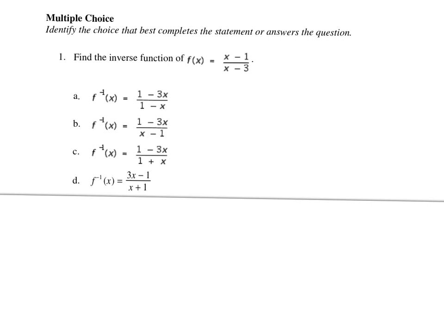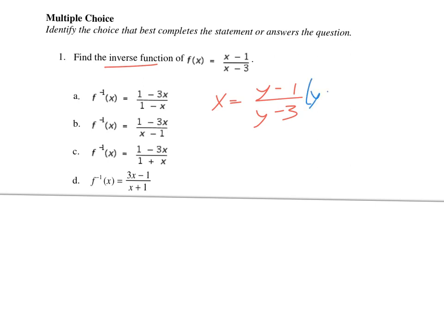All right, let's start off on number 1 here. We want to find the inverse function. So anytime we're talking about inverse, we should always be switching x and y as our first step here. So I'm going to switch this to y minus 1 over y minus 3. And I'm going to switch the y into x. Now we need to isolate y.